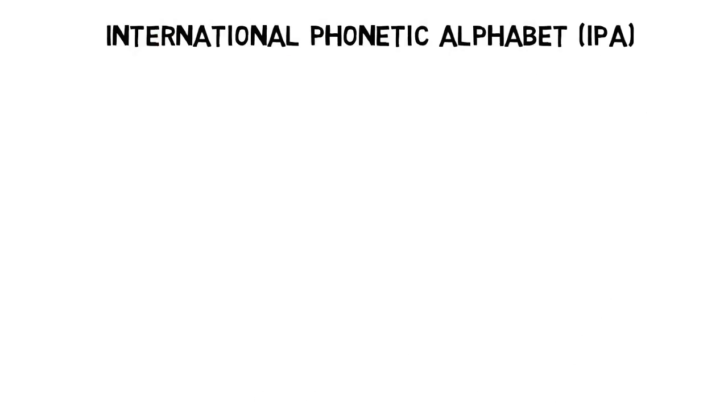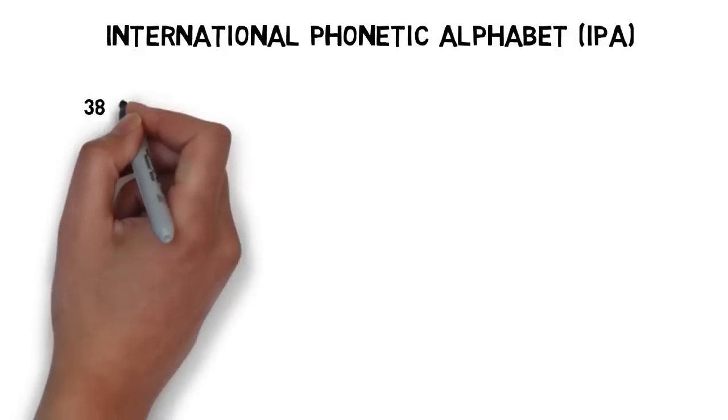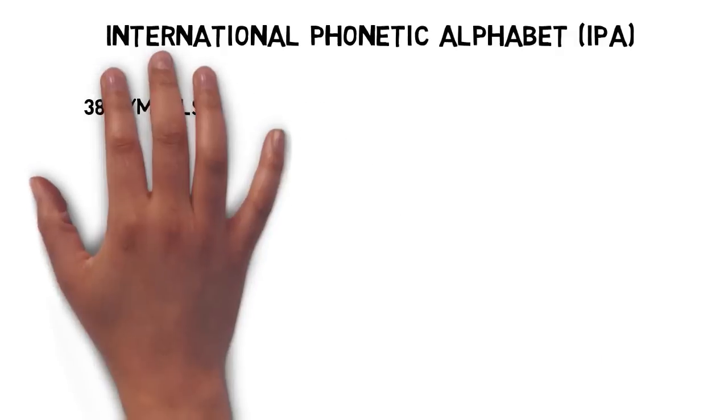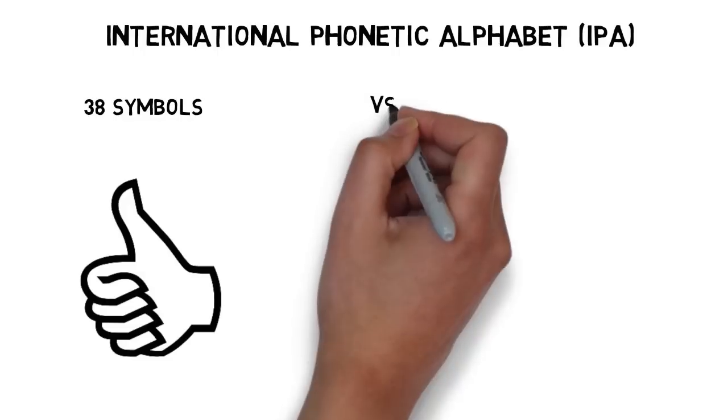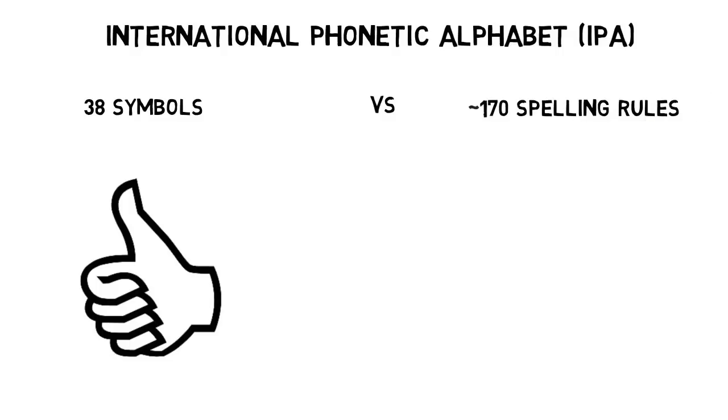I'll be going through English using the International Phonetic Alphabet, or IPA. This lets us simplify our discussion a lot, since I only need to talk about 38 or so symbols, many of which you may know already, instead of trying to wade through nearly 170 spelling rules.